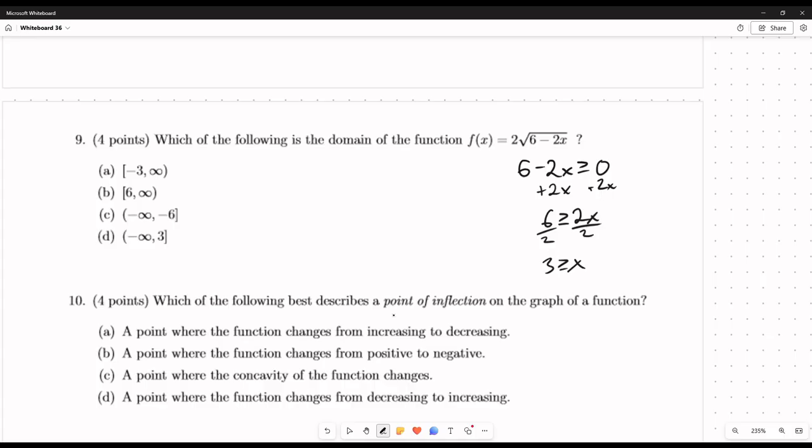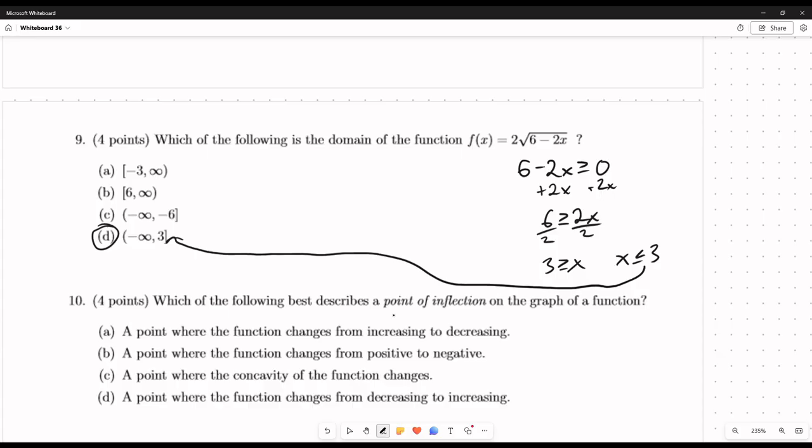And now I just need to find what does that mean here. That can also be written as x is less than or equal to 3, which is this one in interval notation. So our answer here is D.